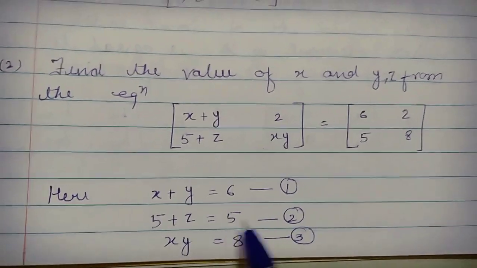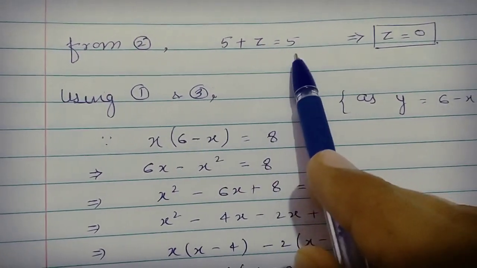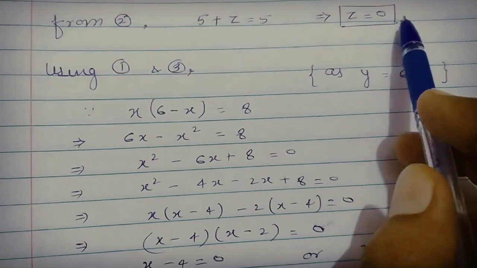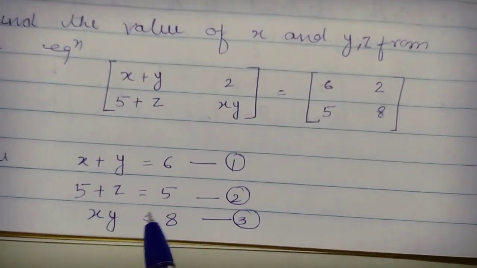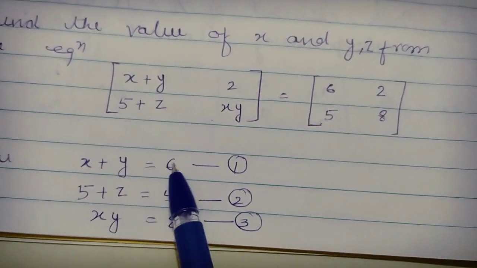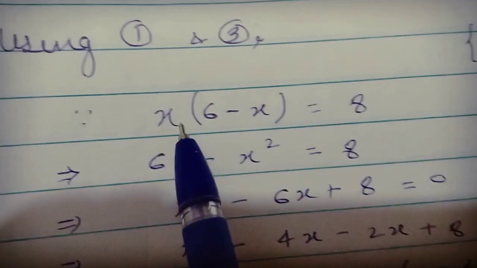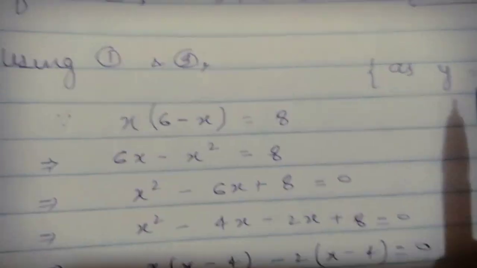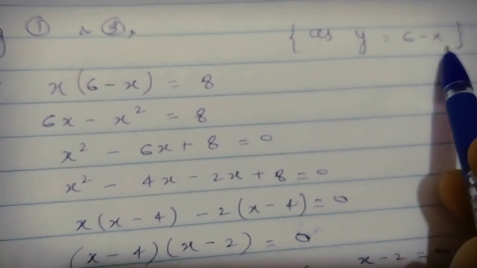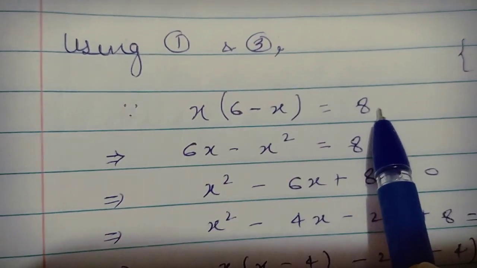Using equation 2, we can easily find the value of z. Using equation number 2, 5 plus z equals 5, then z equals 0. And using equations 1 and 3, equation 1 is xy equals 8. If we put the value of y from equation 1 into equation 3, we get y equals 6 minus x.